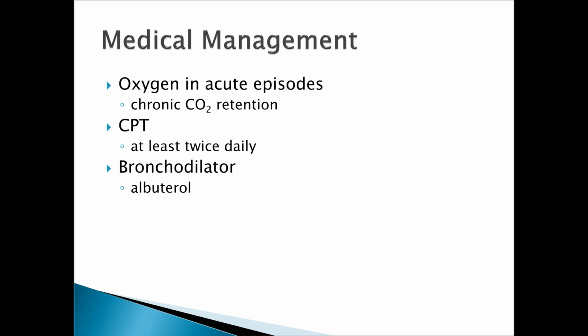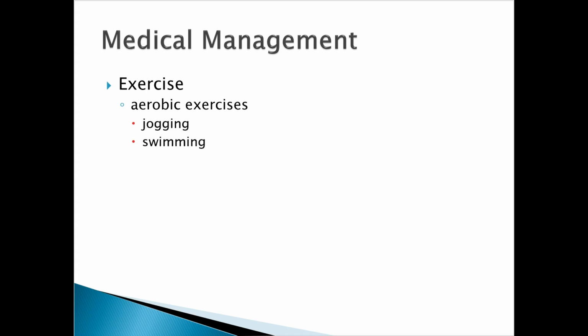You're going to want to give them oxygen if they're having an acute episode. Like I said, you're going to have chest PT done at least twice a day, if not more, and they typically will either have a vest that they do at home, or they have either a parent or sibling or something that will actually physically do it. They also are going to have a bronchodilator like albuterol.